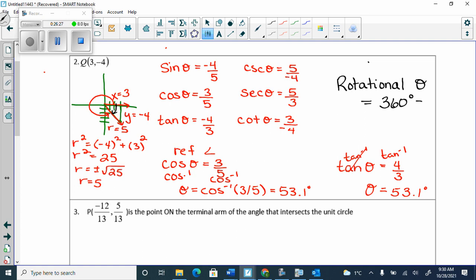When it's in quadrant 4, I take 360 minus the reference angle every single time. 360 minus 53.1 degrees, and what do I get? Does it make sense where it's drawn? Yeah? Looks good to me.